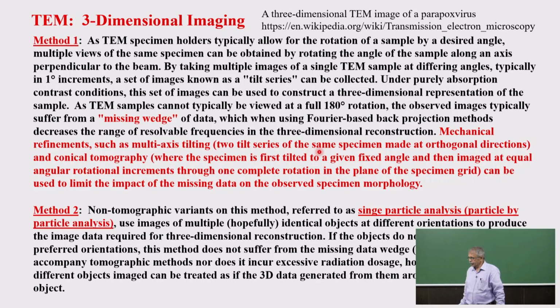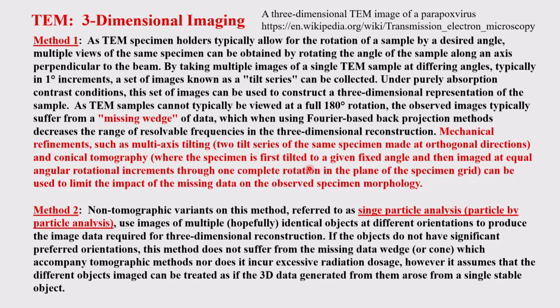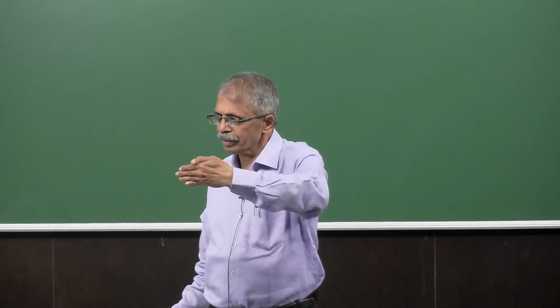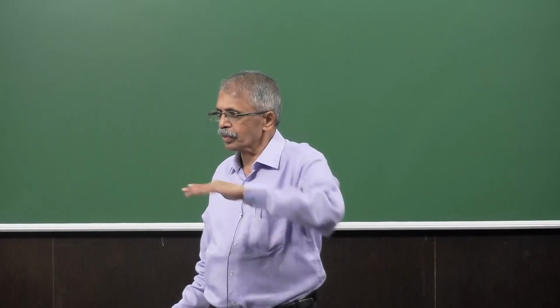Two tilt series of the same specimen made at orthogonal directions, and conical tomography, where the specimen is first tilted to a given fixed angle and then imaged at equal angular rotational steps. So you put it in this way and then make the rotations. You already tilt and make the rotation, another tilt and make the rotation, another tilt and make the rotation.